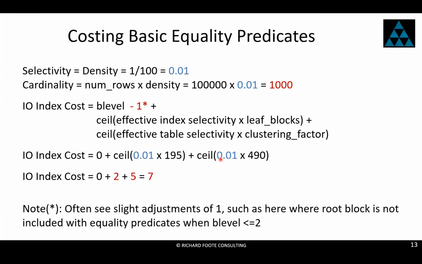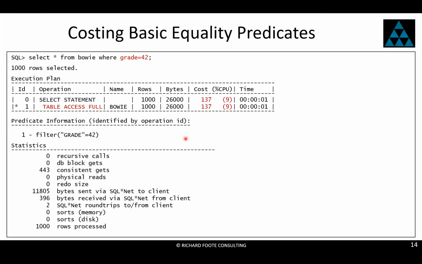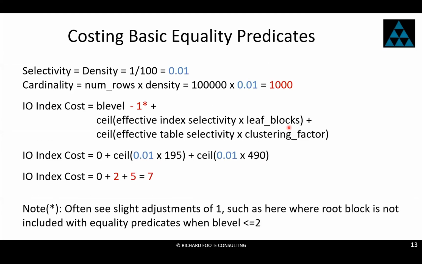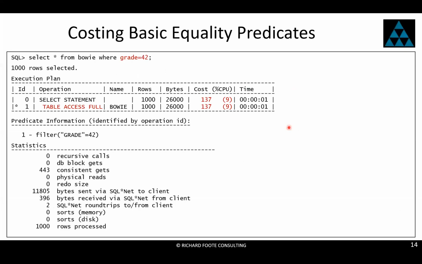Then, how many table blocks do we need to access? It's 1% of the clustering factor. 1% of the clustering factor gets rounded up to 5. 5 plus 2 equals 7. And that's where these numbers come from, 7. And because these numbers are accurate, I'm confident it's doing the right thing.